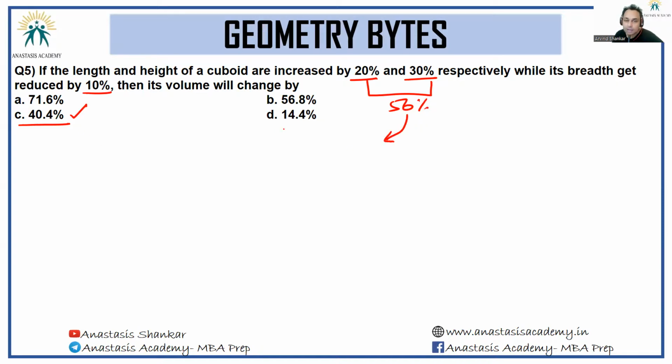10% now, you are definitely not reaching D or A. A or B are straight away out because you would need some more increase to get there. But after a 10% drop, it can only go up till here.